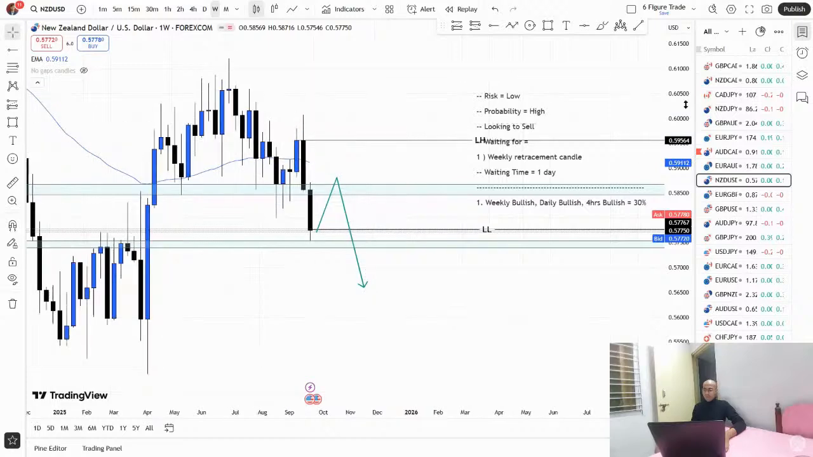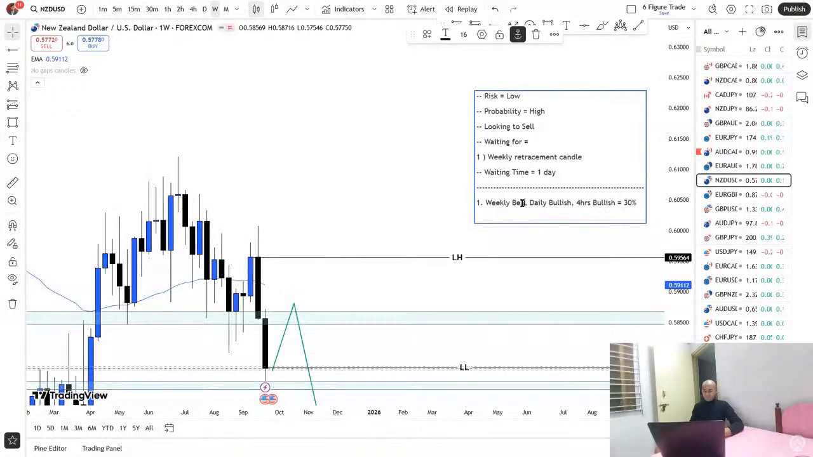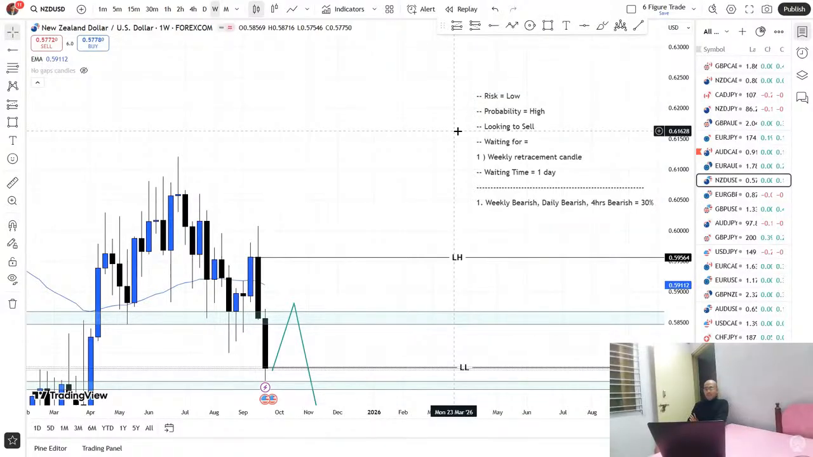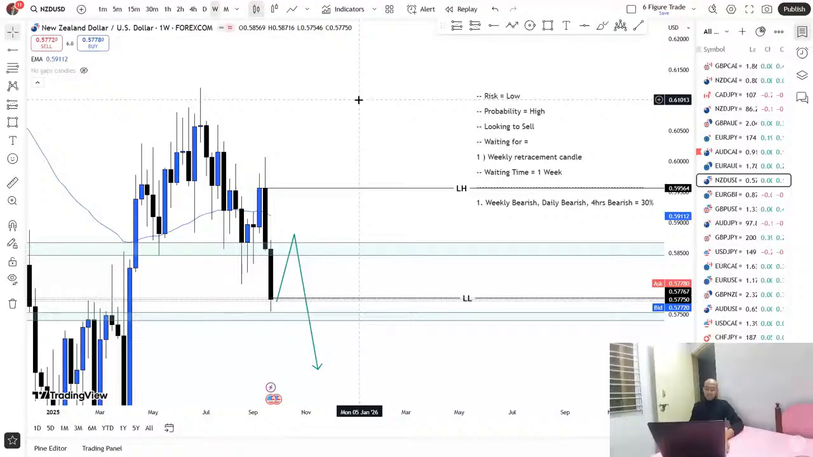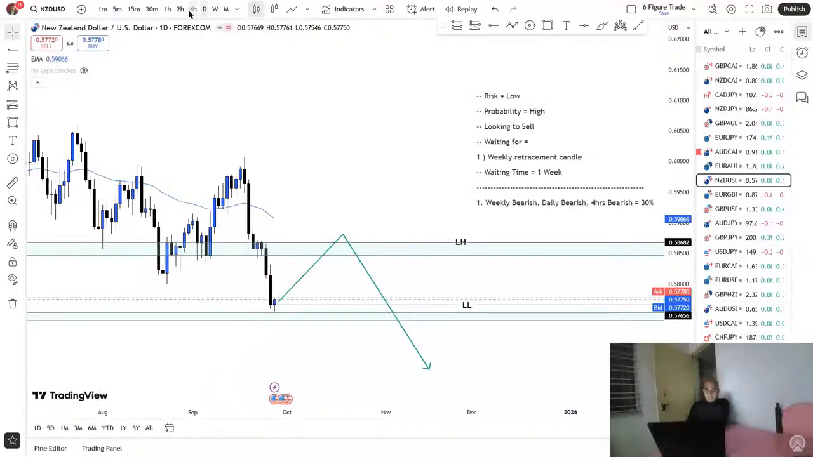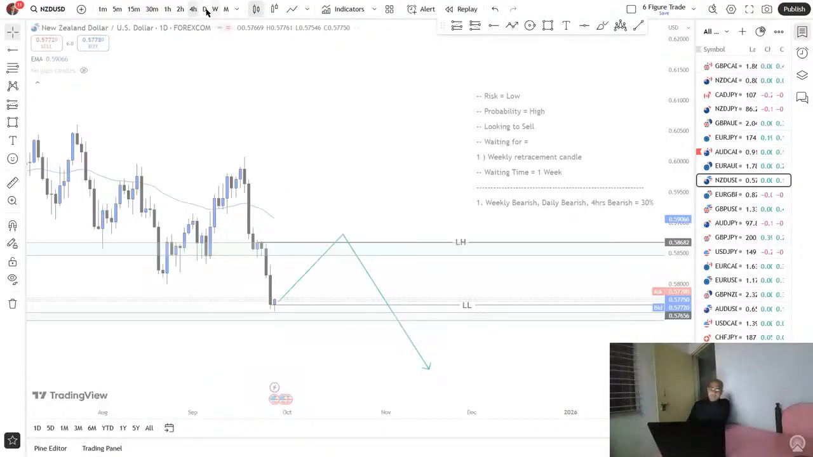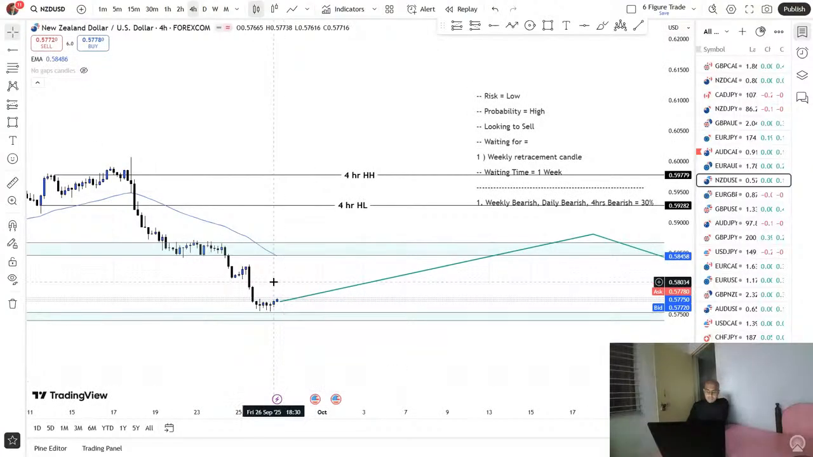I have weekly retracement candle, and every single thing is bearish right now. Just copy this, bearish and bearish. I'm good with this currency. We'll be waiting for the 1 week. We can certainly take the counter trend trade. But I don't want to because that is going to be a high risk trade. Even the 4 hours is also not bullish. I'm good with this trade.